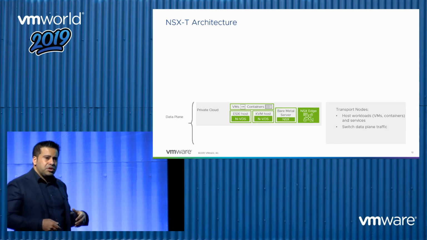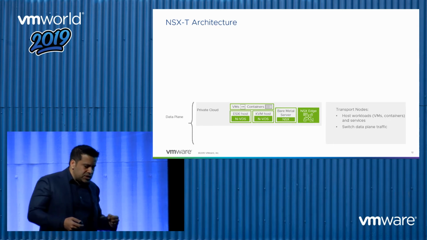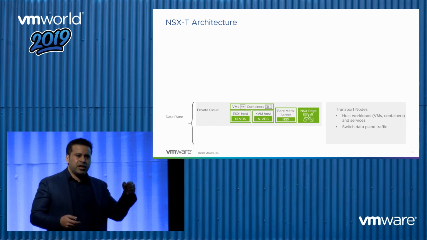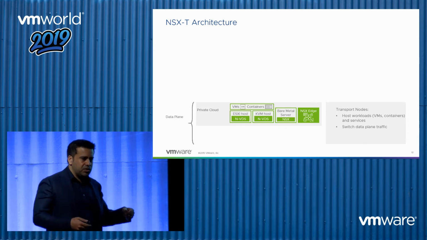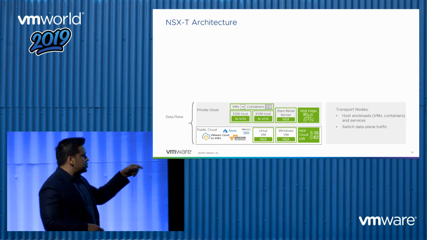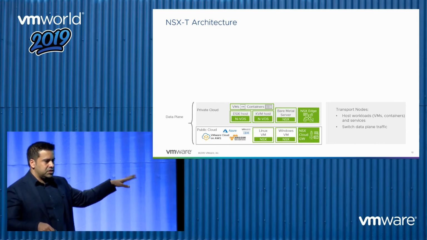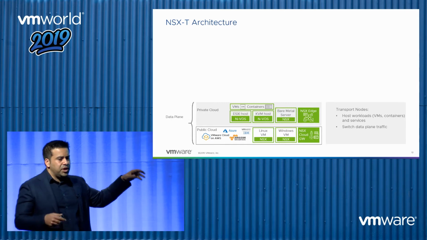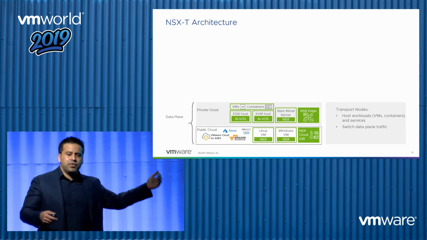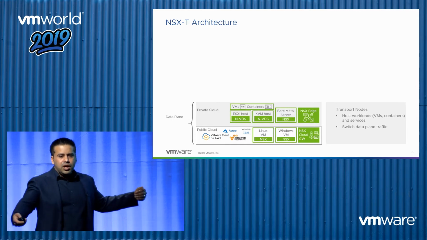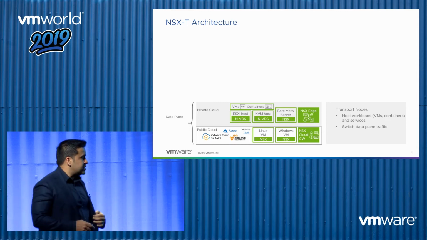So these are your transport nodes. Anything that switches your data plane traffic, your actual traffic from your workloads. And in the public clouds, we have an equivalent, but I'm not going to cover this because it is not relevant for this session. It's, again, a Linux VM, Windows VM, or a flavor of edge VM that translates into a cloud gateway, the NSX cloud gateway.